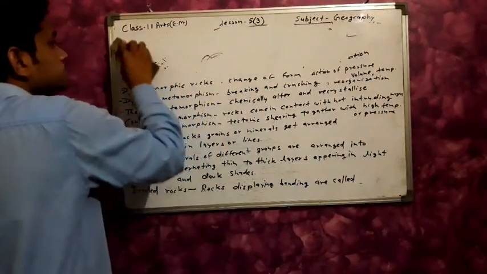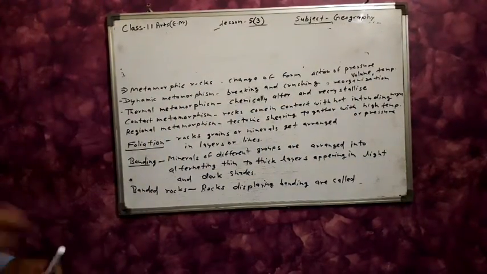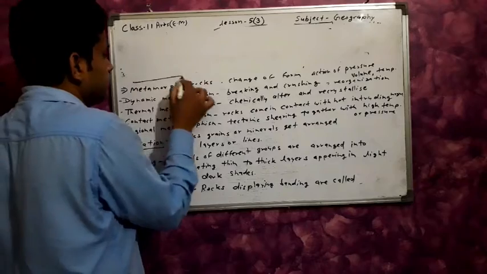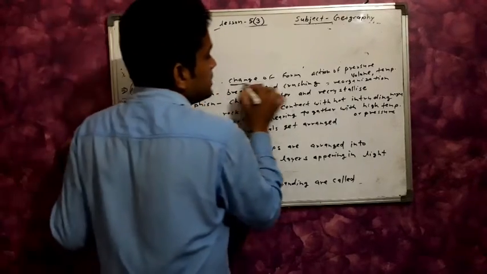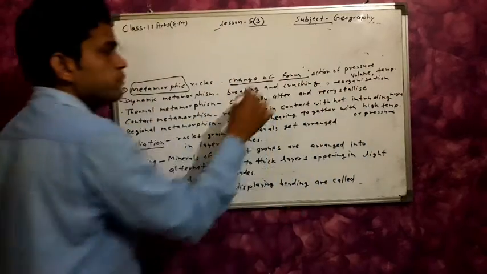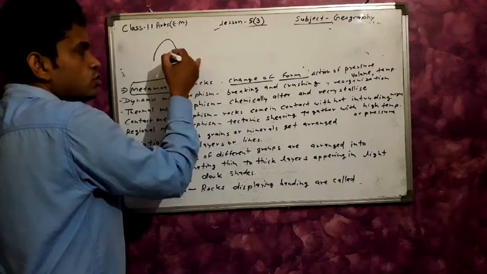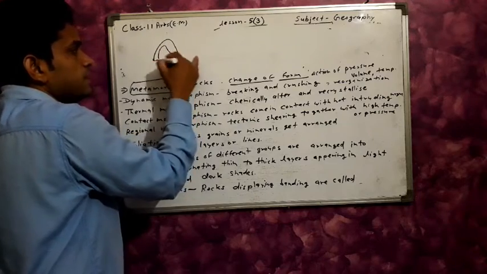Metamorphic rocks. First, what is metamorphic rock? What does the word metamorphic mean? Metamorphic means to change the form, a change of action, a change in the form of the rocks. The rocks may be igneous rocks, sedimentary rocks, or metamorphic rocks.